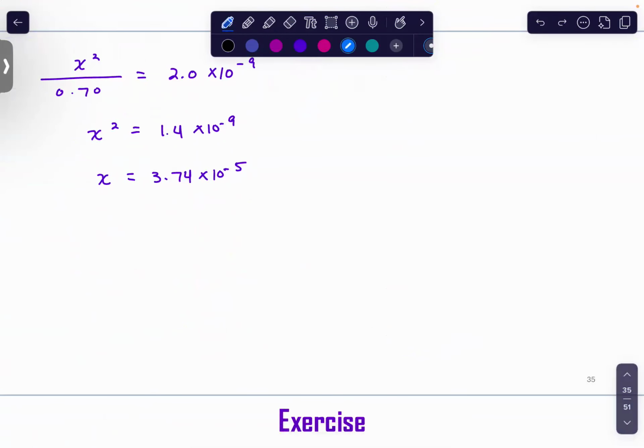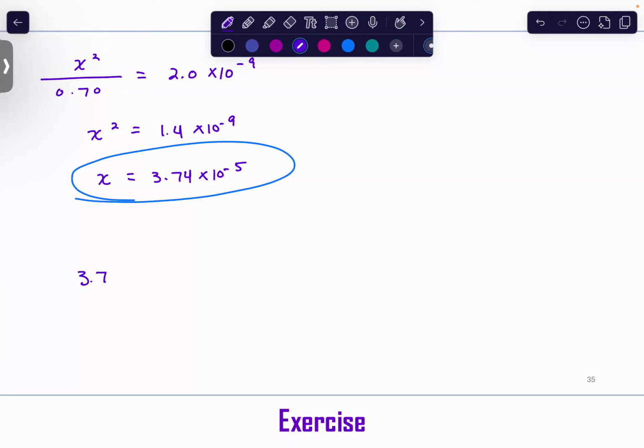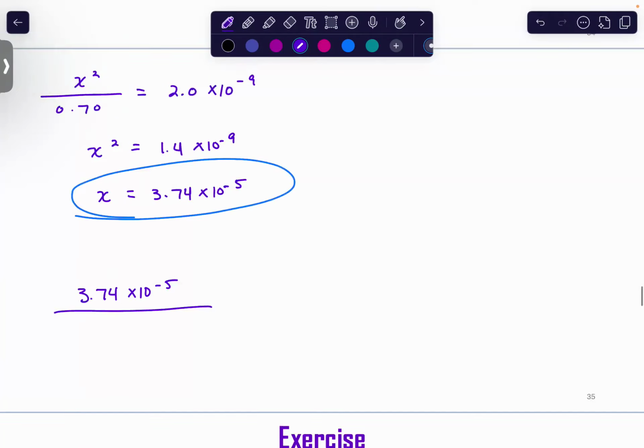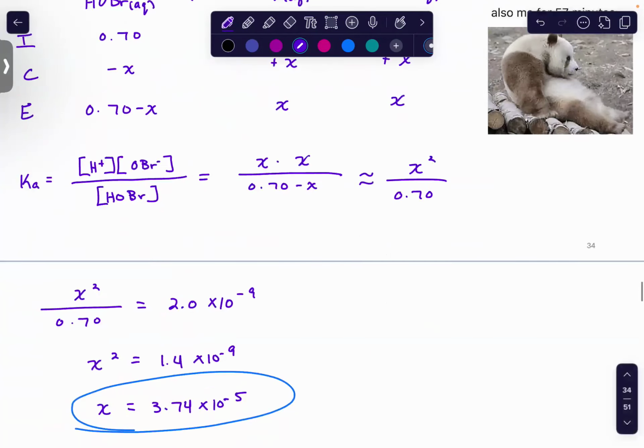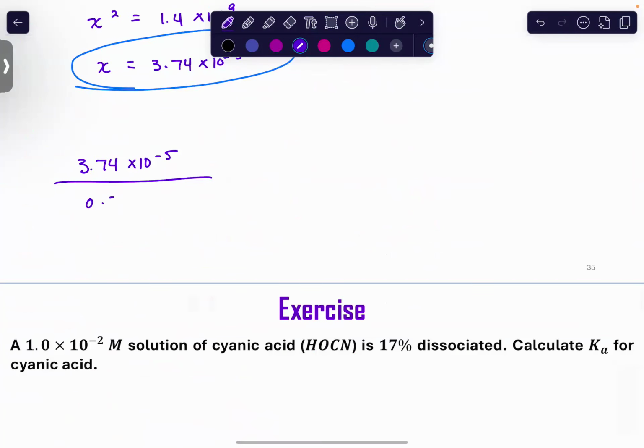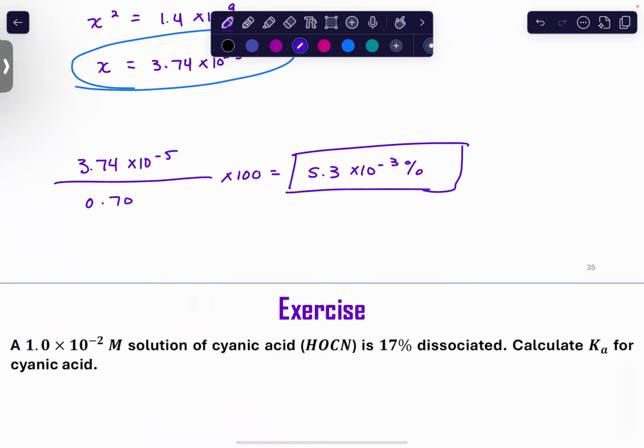So we have our amount dissociated. What was our initial amount? 0.7. This is going to be 5.3 times 10 to the negative third percent dissociated.